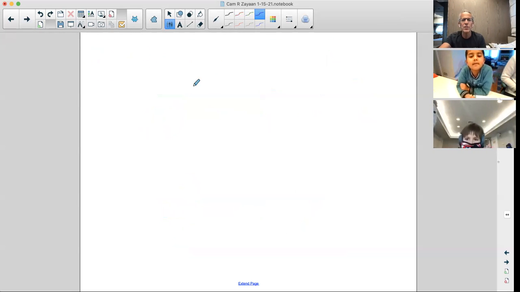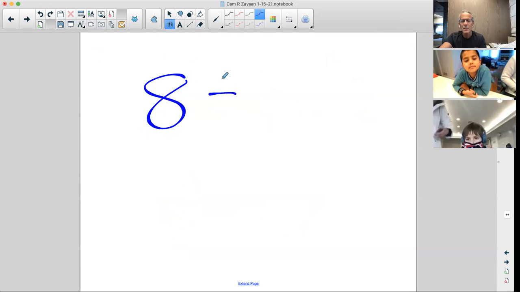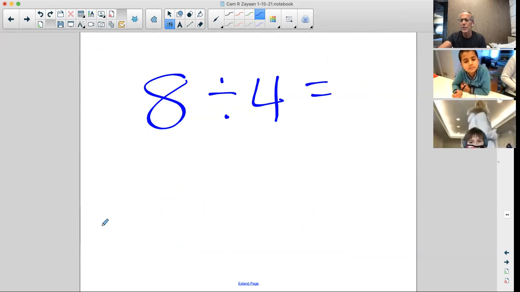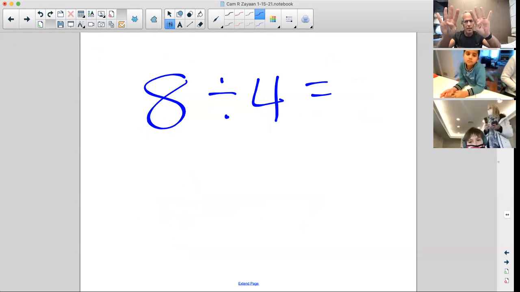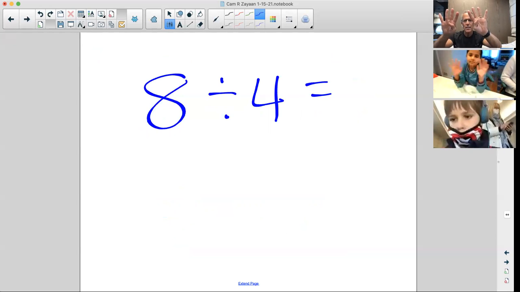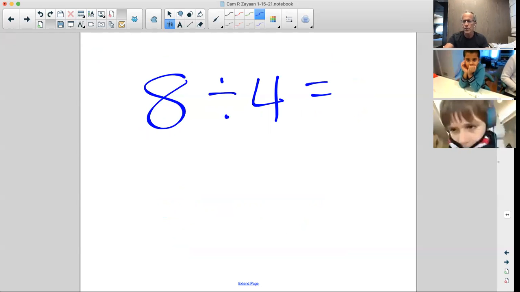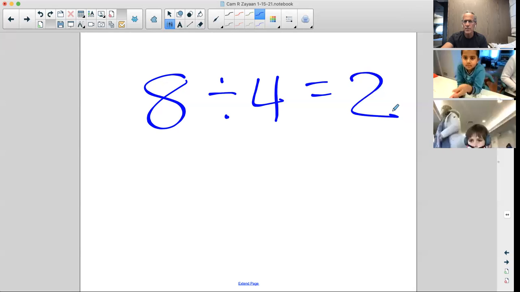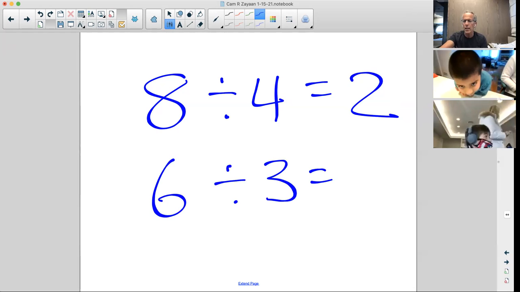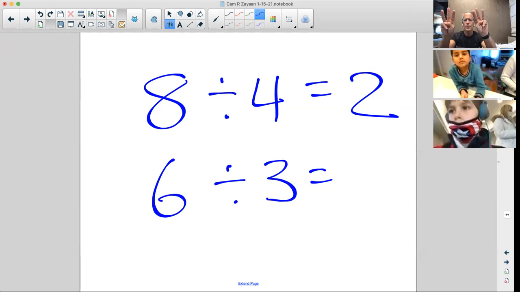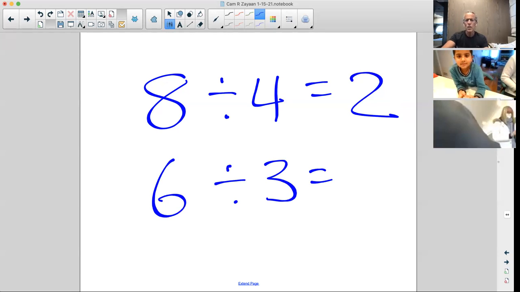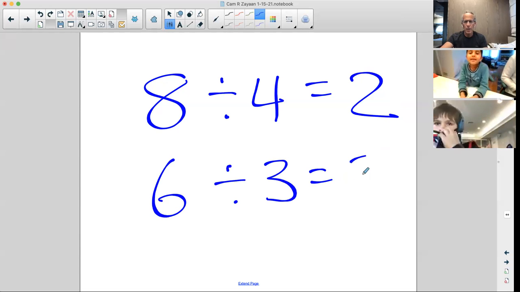So now I'm going to ask you this question. What is 8 divided by 4? That would be 8 cut in half. 4. What is 8 divided by 4? There are 2 4s. So somebody understands division. Zayaan, this one's for you. 6 divided by 3. Zayaan, how many 3s go into 6? 2. Yes.